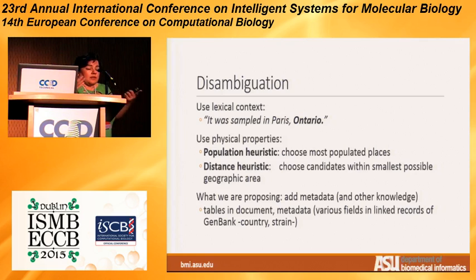Again, one of these things that logically might not work for all cases, but it works for most cases. So if we keep adding to it, what we're adding, and we tried adding here, is just metadata, and then use some other knowledge either present on the paper or present via a combination of other sources. So we have tables in the document, we have metadata in GenBank, so various fields in linked records of GenBank. We also try, and are experimenting with, using other papers published by the same author, other GenBank records referring to the same paper, and some other collection of knowledge that can help us disambiguate.